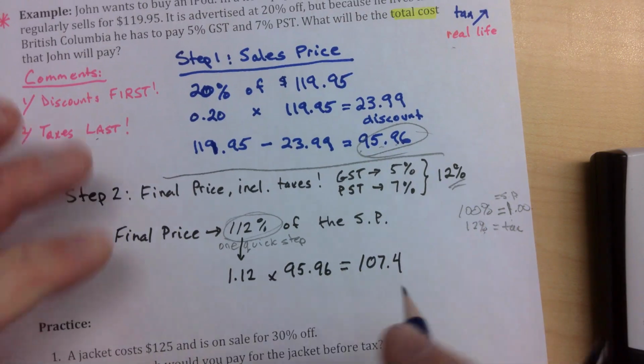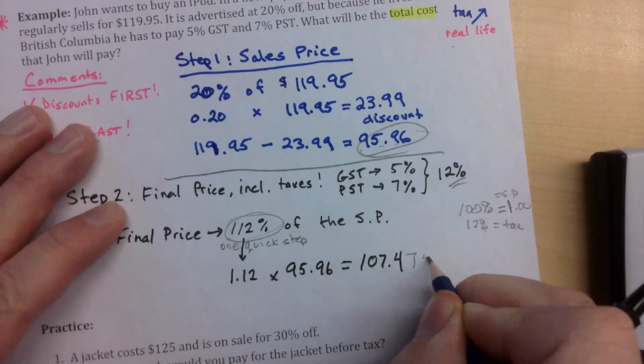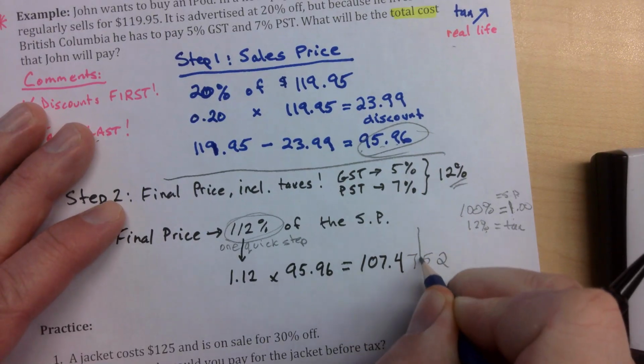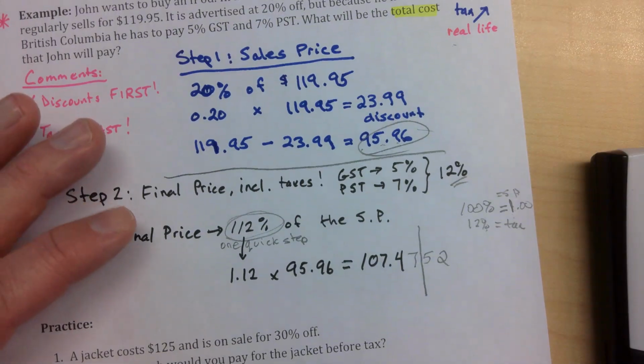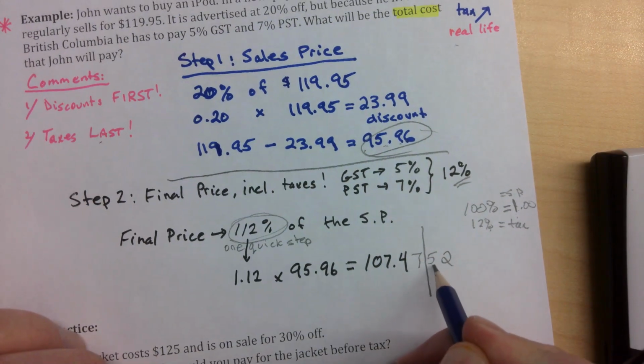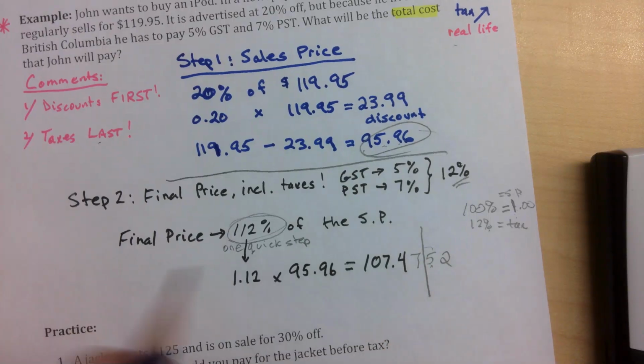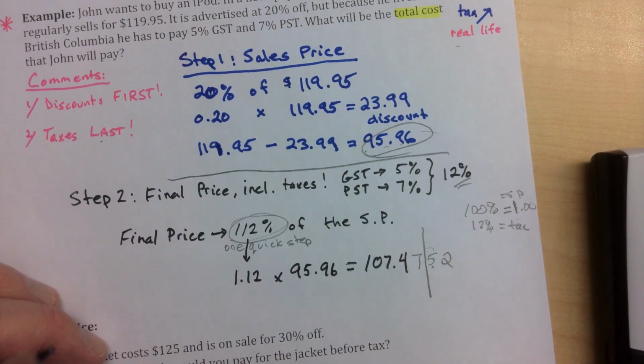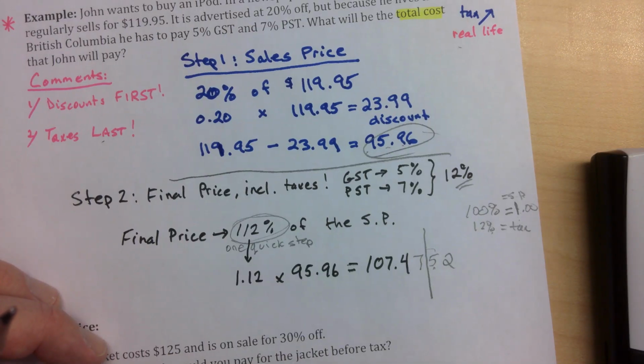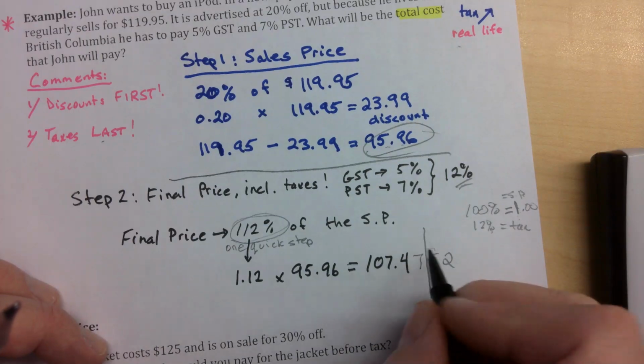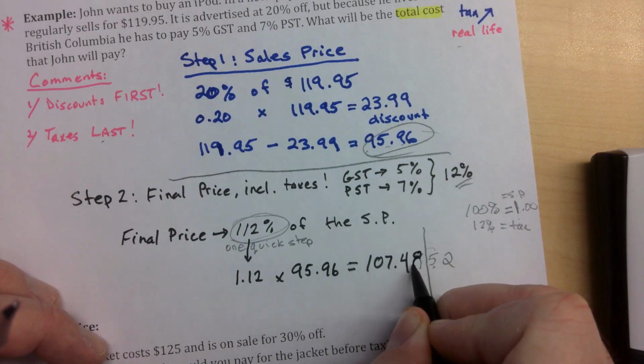107.4, now watch, 752. Money is always cut off at 2 decimal places. So this next digit, the 3rd decimal place, determines whether you round up or round down, okay? This is not like the previous question we talked about with persons, where I said you must round down, you must break the rounding rules. This is money. Money is different from persons. You can have a fractional amount.